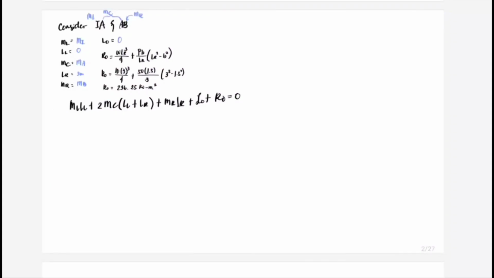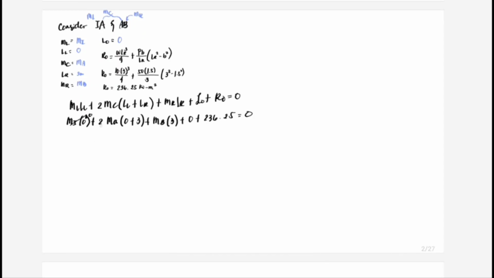Okay, after natin makuha lahat ng value, i-substitute natin dito. So, we have ML, LO, yung LL pala natin is 0, plus twice yung moment center is MA, and then 0 plus 3 plus yung MR is our moment B, multiplied by 3, plus load factor 0, and then yung isa naman ay 236.25 equal to 0. Simplify natin.